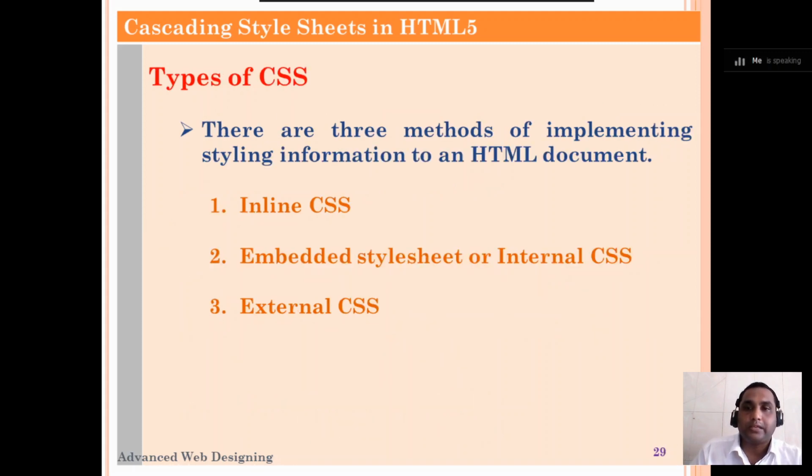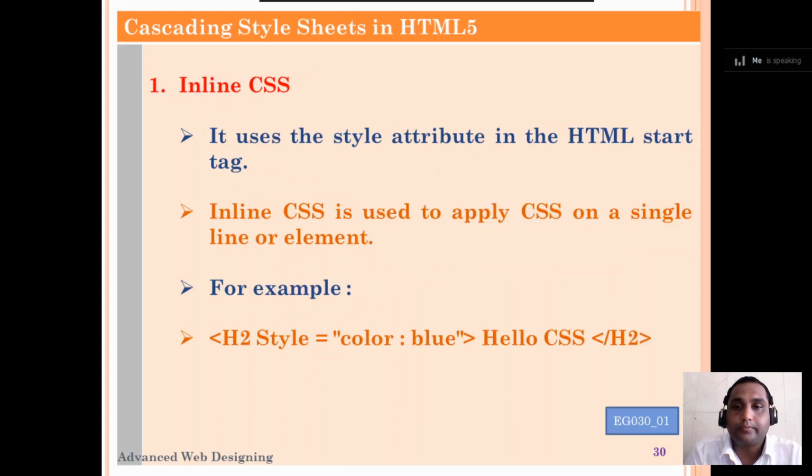There are three types of CSS. Three methods of implementing the styling information to an HTML document. We can give style in three different ways: inline CSS, embedded CSS, and external CSS. Internal CSS or embedded CSS, inline CSS, external CSS. Let us understand these one by one.